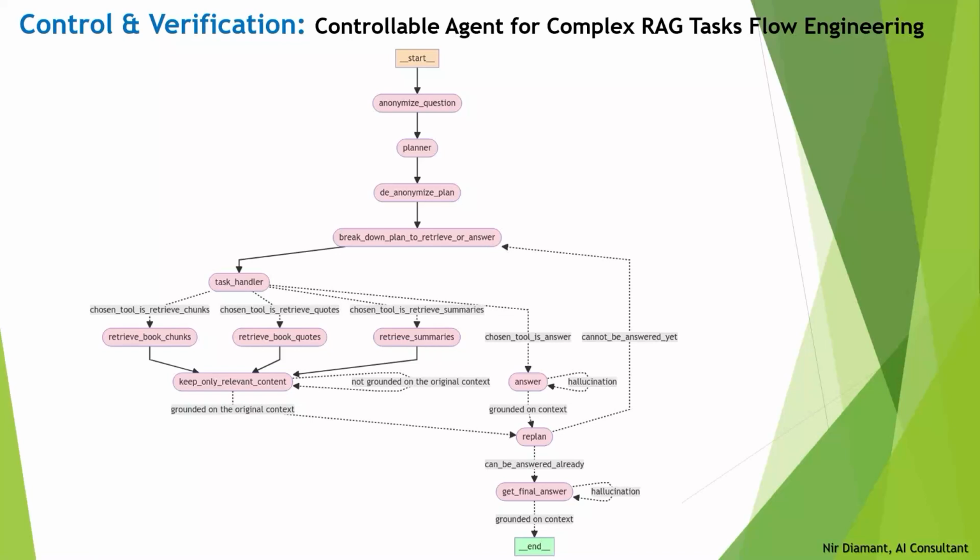On the replan step, it checks if we cannot answer the original question yet, and we go back here. And we do another iteration using the context that we have so far and the updated plan that the replan is constructing for us. And if we can terminate and answer the question already, we get the final answer, we verify it's not a hallucination as well, and then we output the final answer.